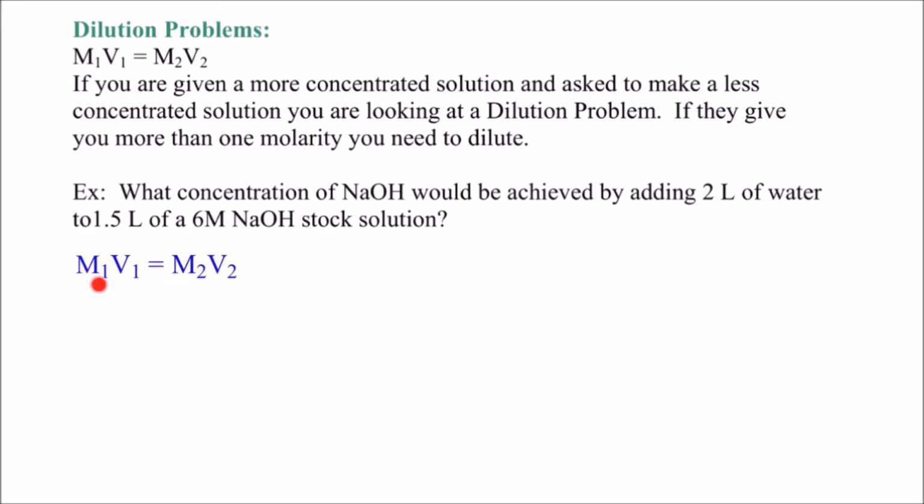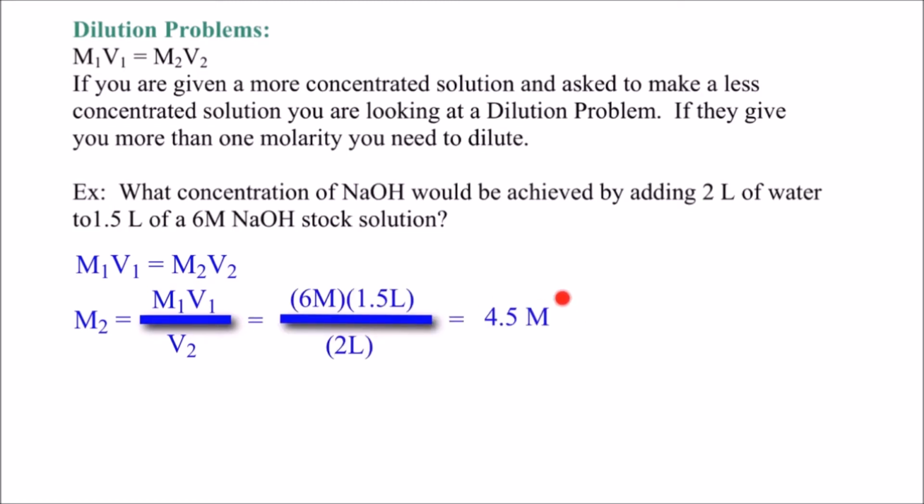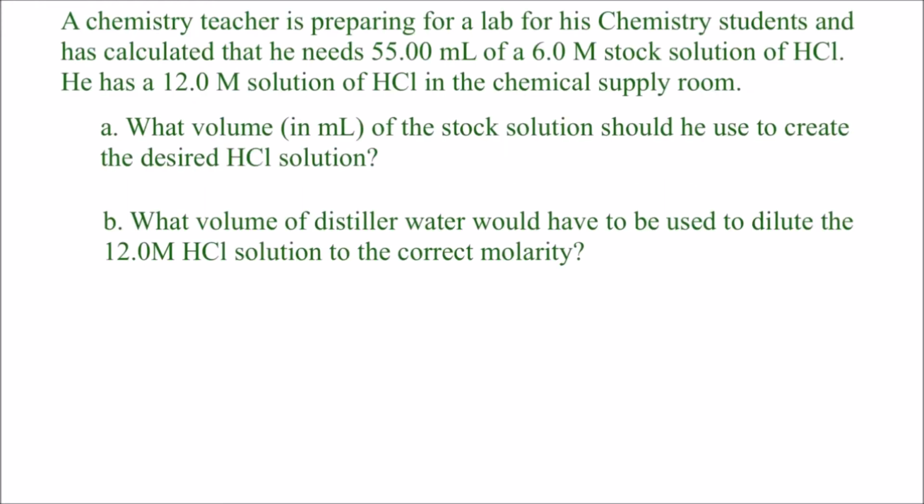So let's resolve this equation for the second molarity. Alright, and now all we have to do is plug in our given information. And we come up with a 4.5 molar solution of sodium hydroxide. So we have diluted it from 6 molar to 4.5 molar. Okay, let's do another question.